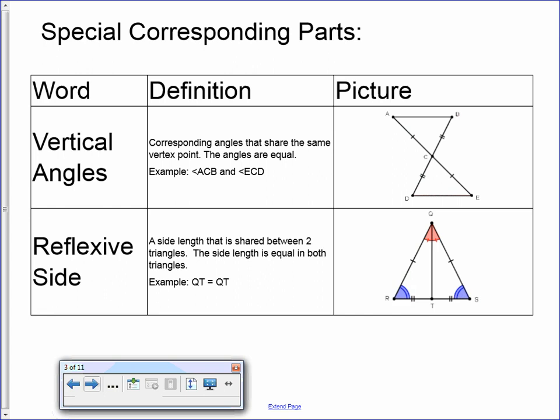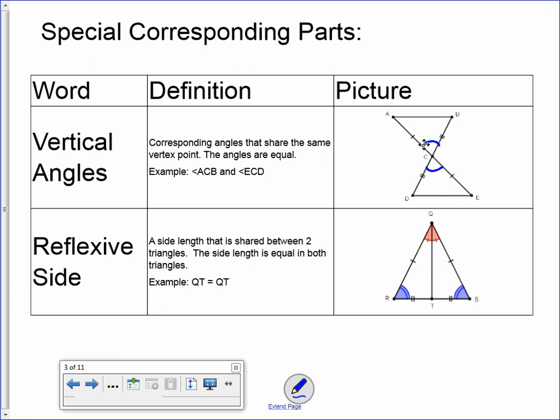The first one is vertical angles. Vertical angles are corresponding angles that share the same vertex point. These angles are equal. The reason we want to know about this is this can help prove that two triangles are congruent by adding extra evidence. Now, they're not going to tell you that these two angles are congruent, but you are allowed to assume that these two are. For example, in the picture provided, you can add that this angle and this angle are congruent to each other because they are vertical angles, and vertical angles are always equal to each other. So it adds more evidence to your picture.